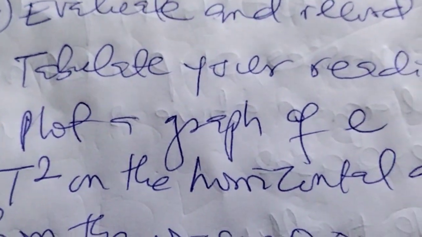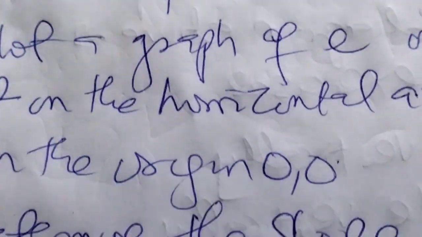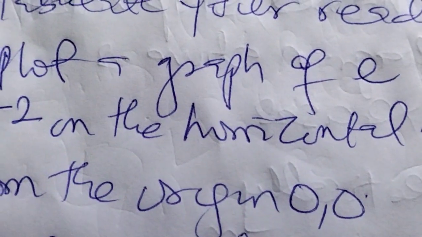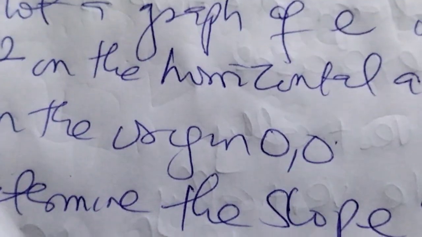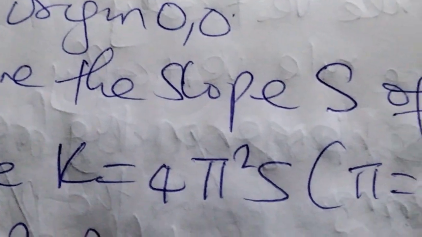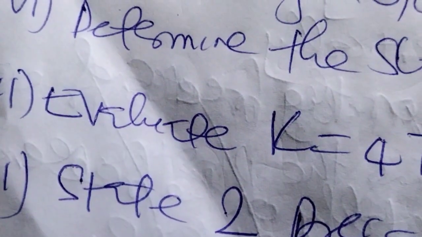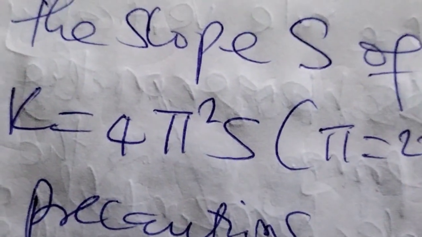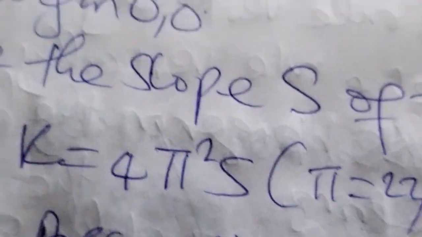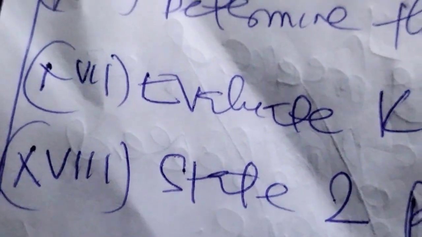Tabulate readings. Plot a graph of e, small e, extension, on the vertical axis against T squared, the period squared, on the horizontal axis, starting both axes from 0, 0. Determine the slope S of the graph, that's the next question. The other one, evaluate k equal to 4 pi squared over S, where S is the slope, taking pi as 22/7. Then the other one says state precautions. So let's go to the question.